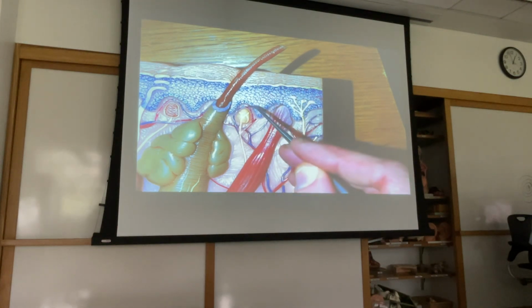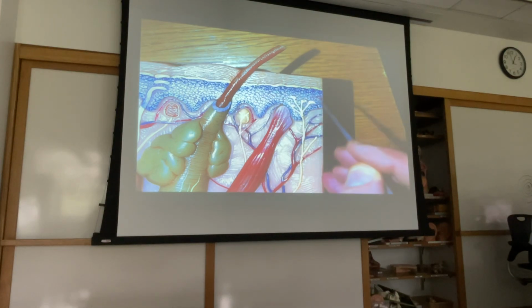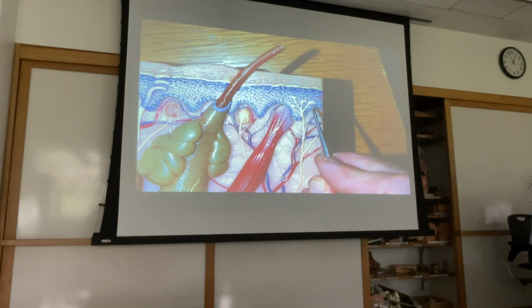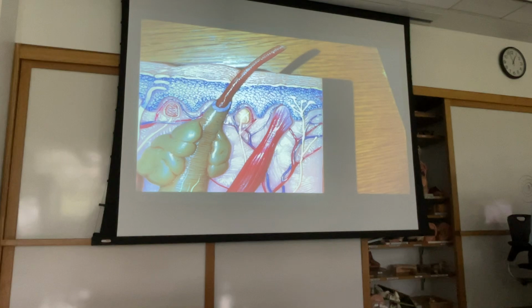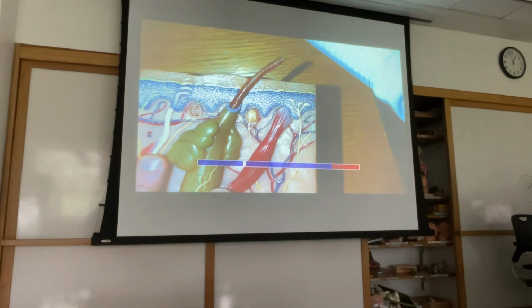This whole area in here is going to be the stratum spinosum until you get to this very last cell layer that goes here and then up and down. That's the stratum basale that you see there. All right. So those are the layers that you have in the epidermis.